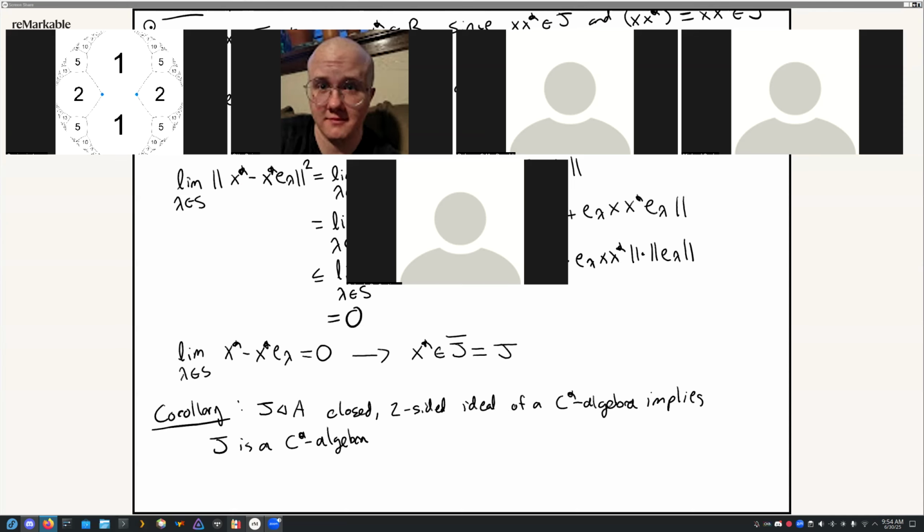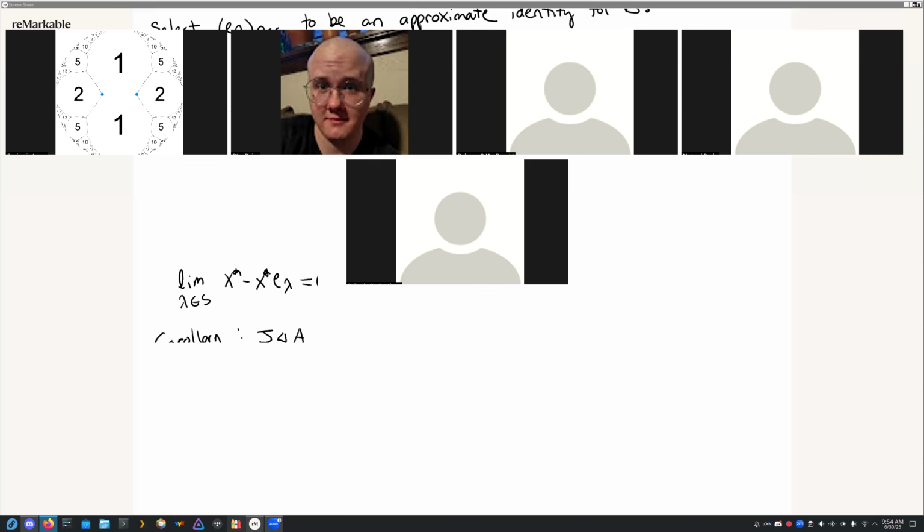Again, this is one of those things that in an abstract algebra class, you wouldn't think twice about, whether a normal subgroup of a group is a group or whether an ideal for a ring is still a ring. But this is something we have to check with C-star algebras. It's not necessarily obvious. And the nice thing about C-star algebras is that we can keep this mentality that we have from abstract algebra.